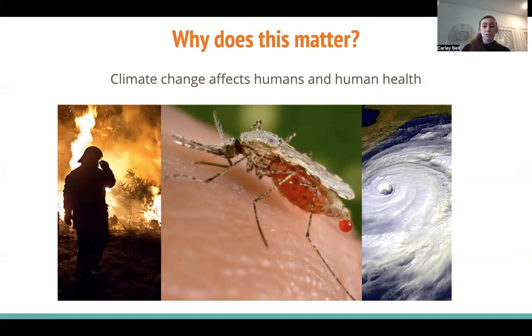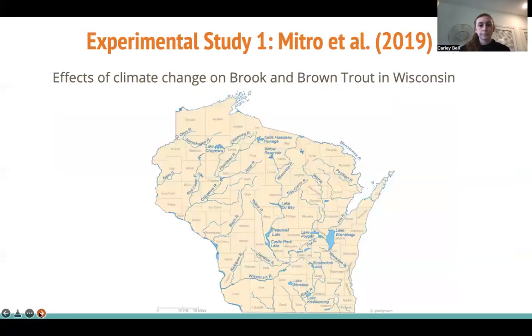So as we get into this whole study about trout and how trout are specifically affected by climate change, I just want you to keep in mind that this is on a much broader level. We're not just talking about this one fish species. This applies to many species and even humans. So this is just a really important topic in my opinion. Now let's get into the studies.